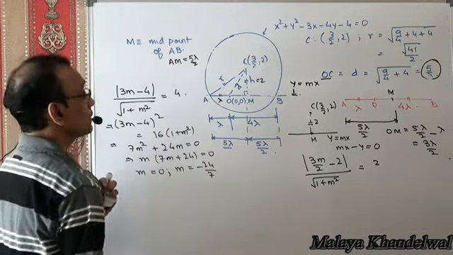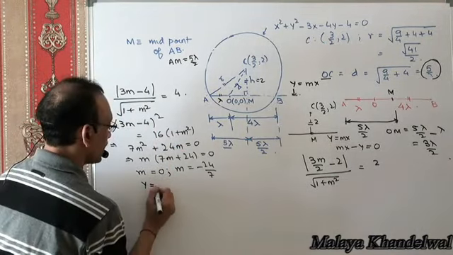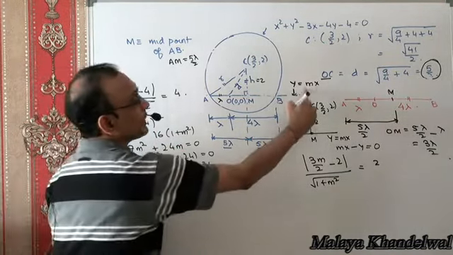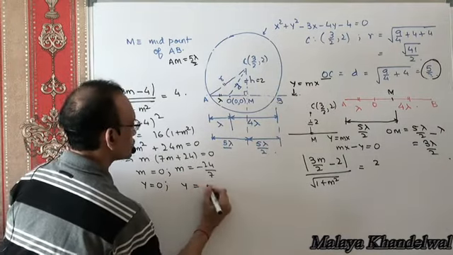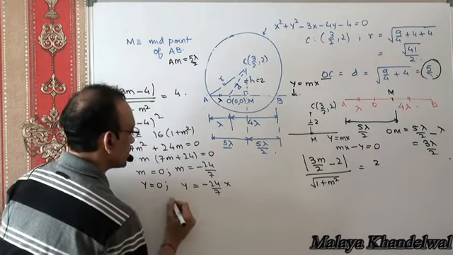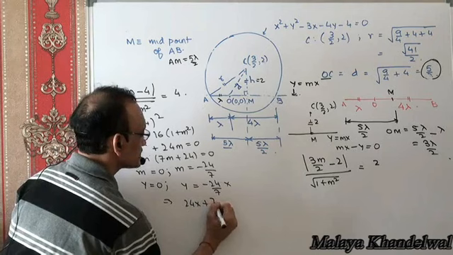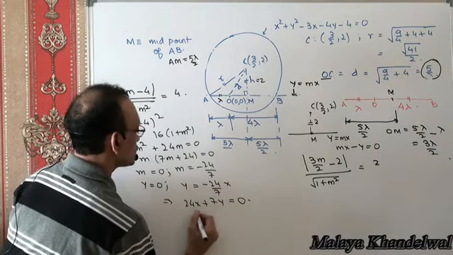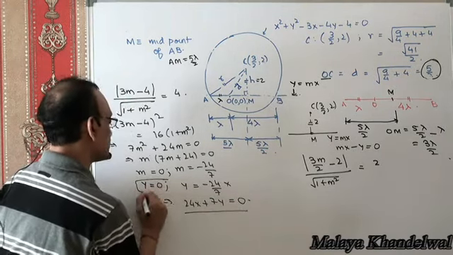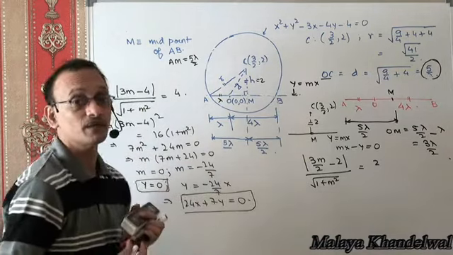That means the 2 chords would be, put m equal to 0, that will give me y equal to 0. Put m equal to minus 24 by 7, that will give me y equal to minus 24 by 7 x, or that could have been rewritten as 24x plus 7y equal to 0. So these are 2 possible lines, y equal to 0, which is the x-axis, and 24x plus 7y equal to 0, that's the other line.